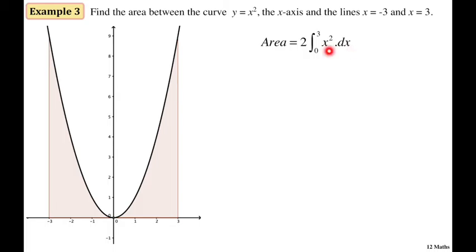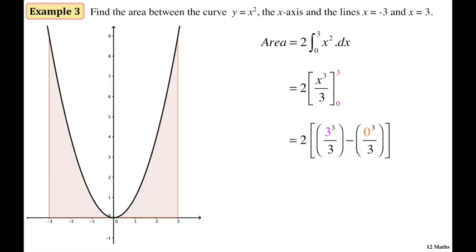Now when you integrate x squared, add 1 to the power, divide by the new power, you get x cubed over 3. That 2 will stay out the front of the square bracket. So we end up with 2 lots of x cubed over 3 with my numbers 3 and 0. Remember, as I said before, I could have had -3 there and 3 there, then I wouldn't have the 2 out the front. But it's really easy to substitute 0, makes it a bit quicker.